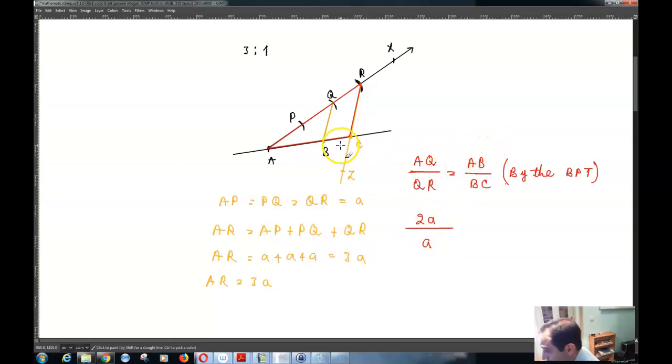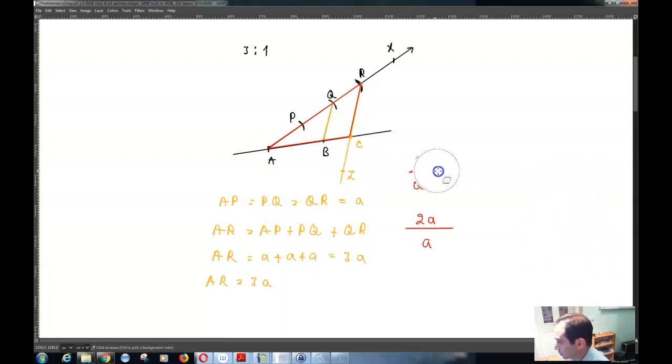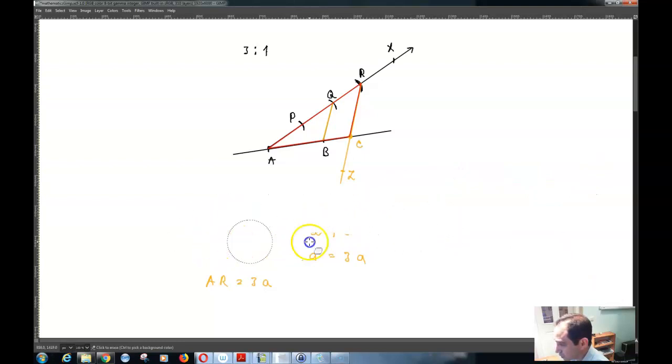And AB to BC, AB to AC to... well, it's a little bit confusing here. I don't know how to exactly get to what I want. I want to show that... I apologize for this. I want to show that AC to BC is equal to 3 to 1.